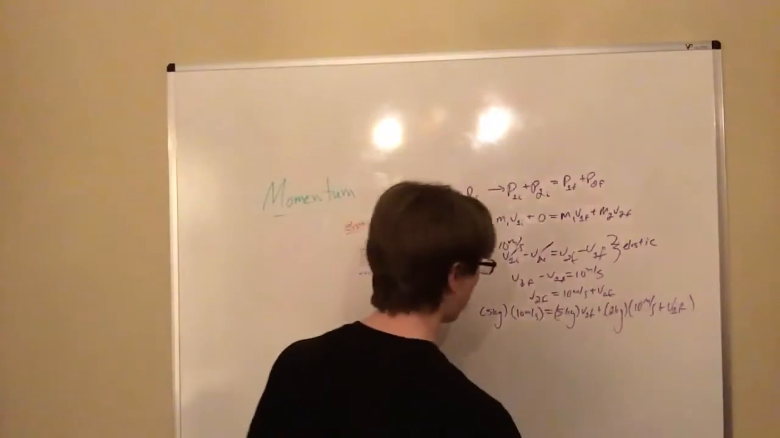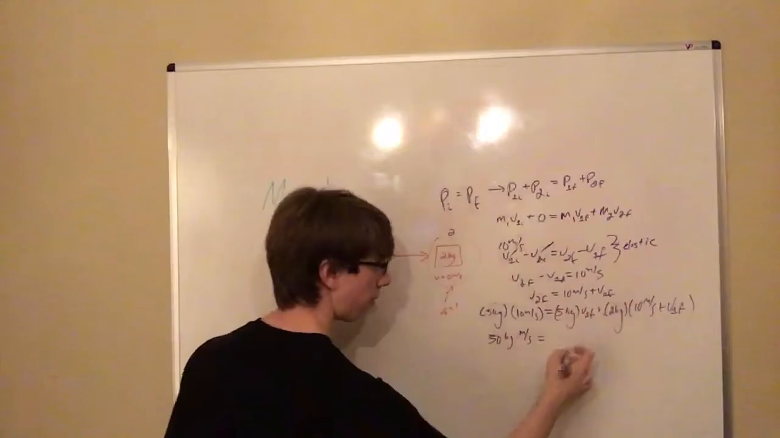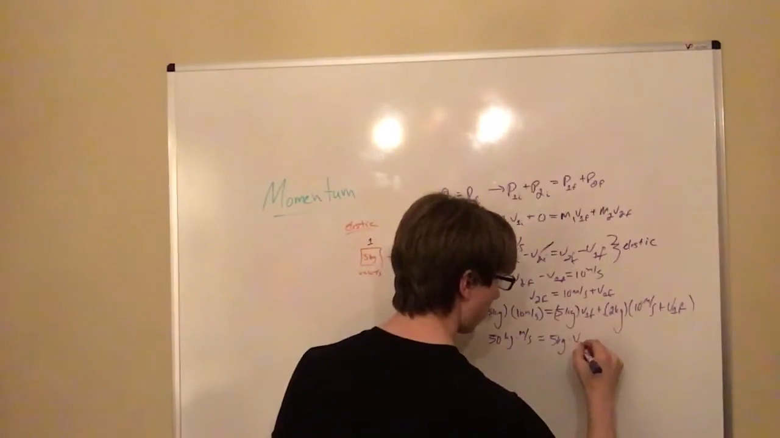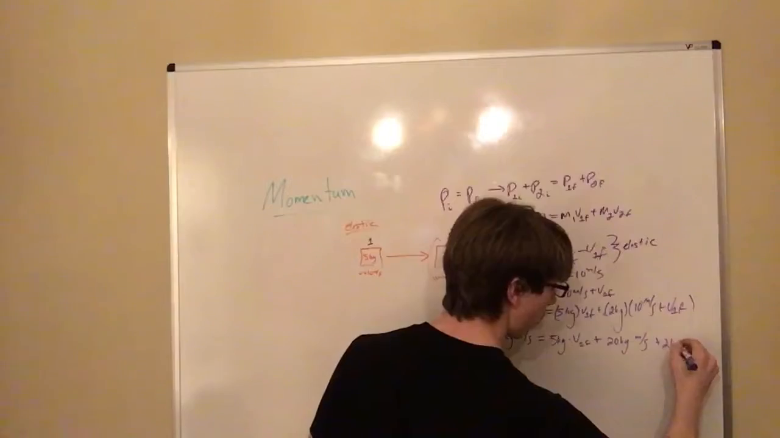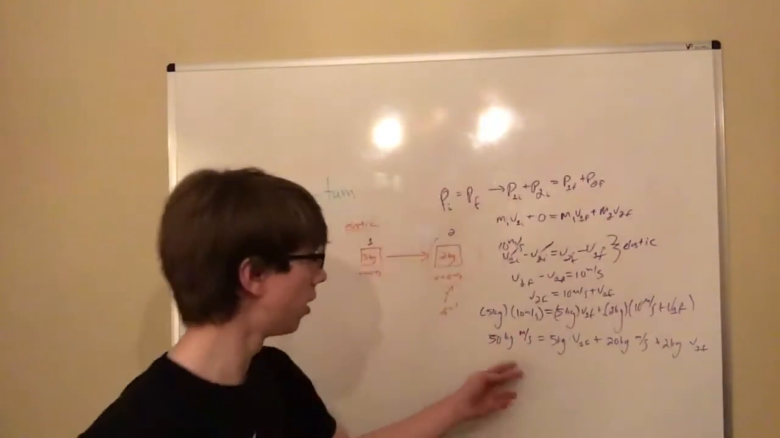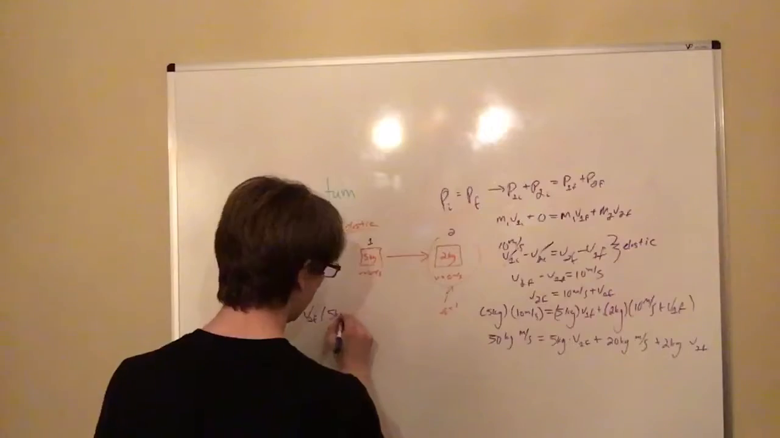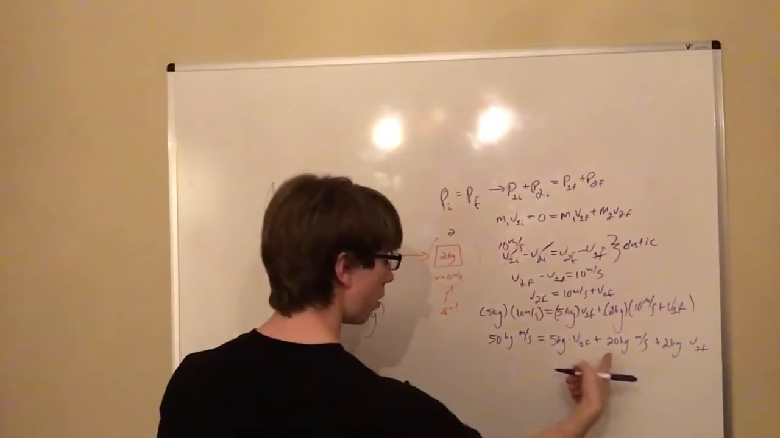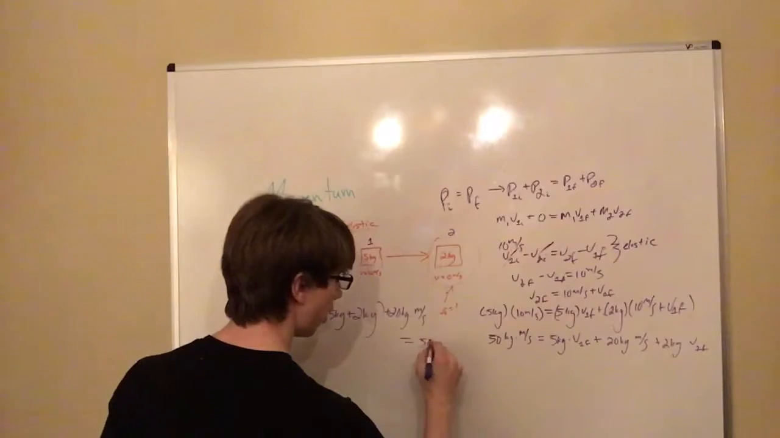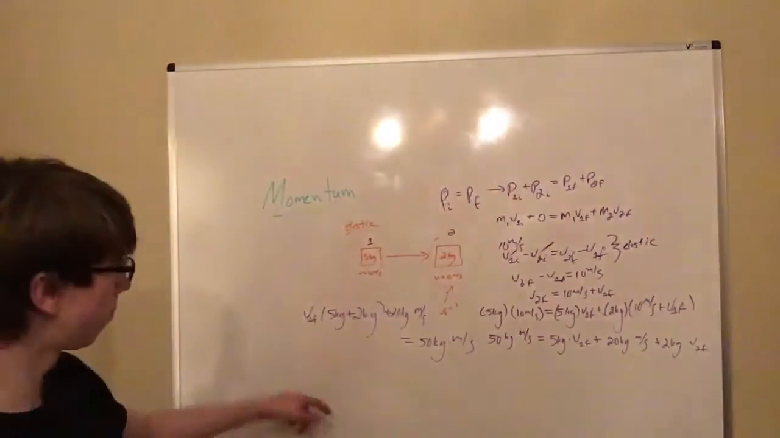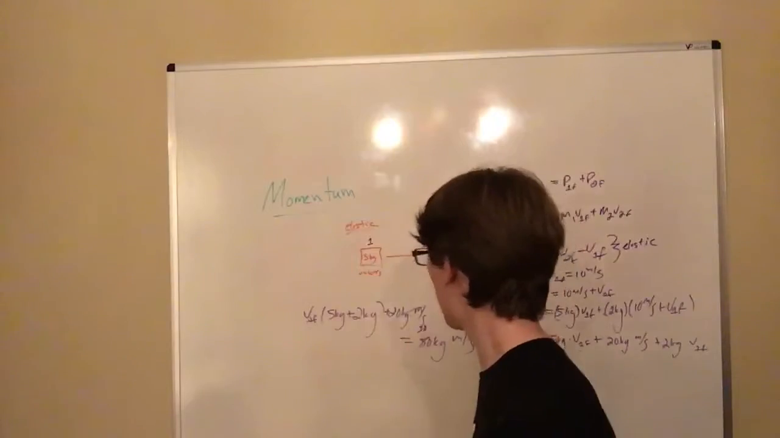So now we're just going to distribute the 2 kilograms, and so we have 50 kilogram meters per second is equal to 5 kilograms times v1 final plus 20 kilogram meters per second plus 2 kilograms times velocity 1 final. So now we just bring out velocity 1 final. v1 final times 5 kilograms plus 2 kilograms, plus 20 kilogram meters per second is equal to 50 kilogram meters per second. Right? And so now we just need to subtract 20 kilogram meters per second, and so we're left with 30, and then we just divide by 7.